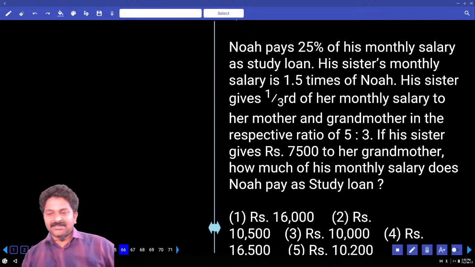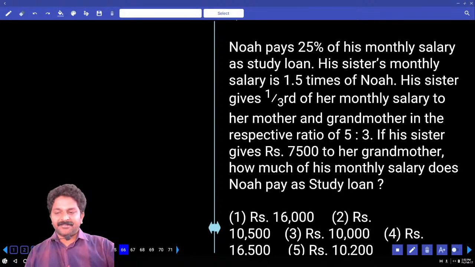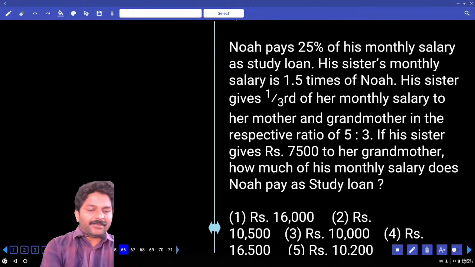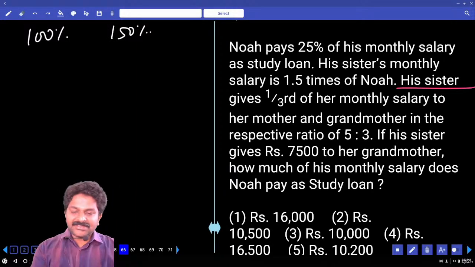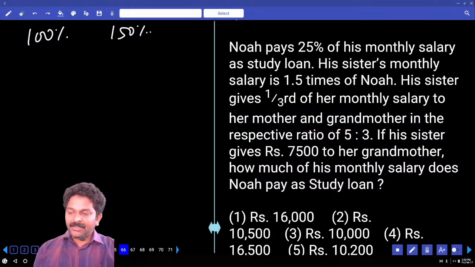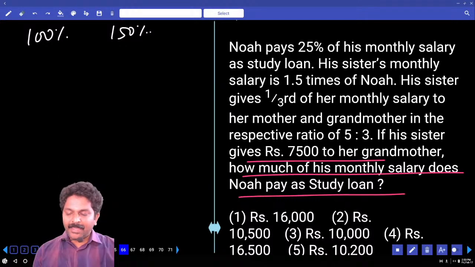No pays 25% of his monthly salary as study loan. His sister's monthly salary is 1.5 times of No's. So if his salary is 100%, sister's salary becomes 150%. His sister gives 1/3 of her monthly salary to her mother and grandmother in the respective ratio 5:3. If his sister gives 7,500 to her grandmother, how much of his monthly salary does No pay as study loan?